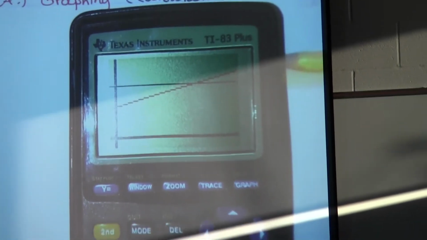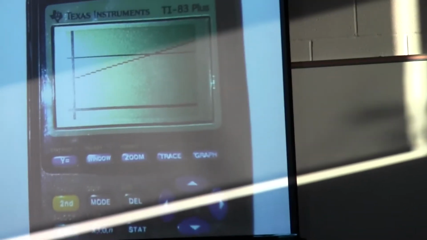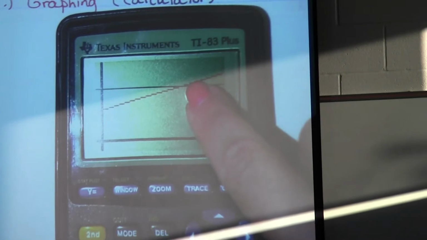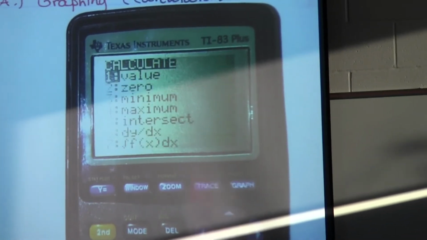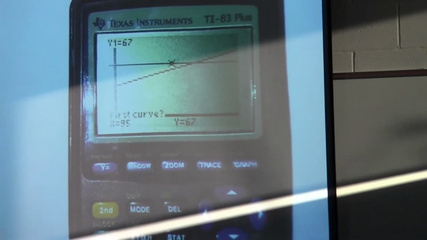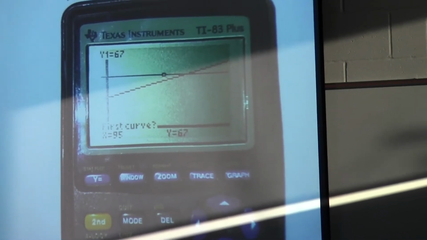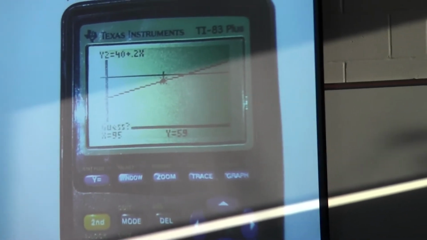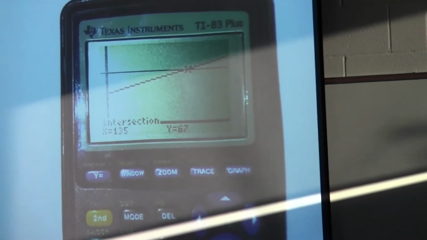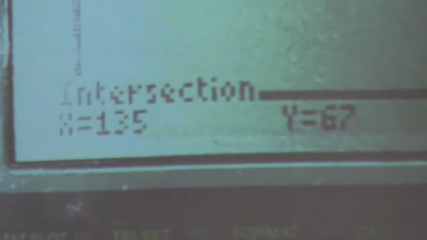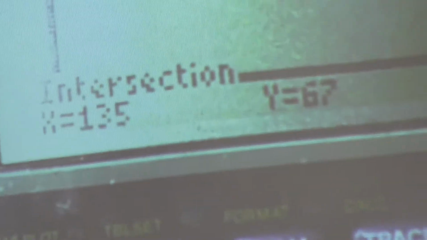Yeah. So that's a great thing to know. Let's see exactly what that point is. If we calculate, number 5 intersect, and then remember we have to hit enter 3 times. So we have the first line, the second line, our guess. It tells us that those lines intersect where x is 135 and y is 67.